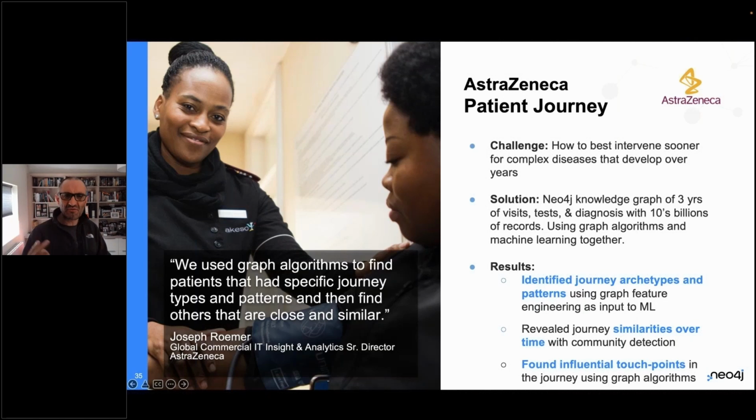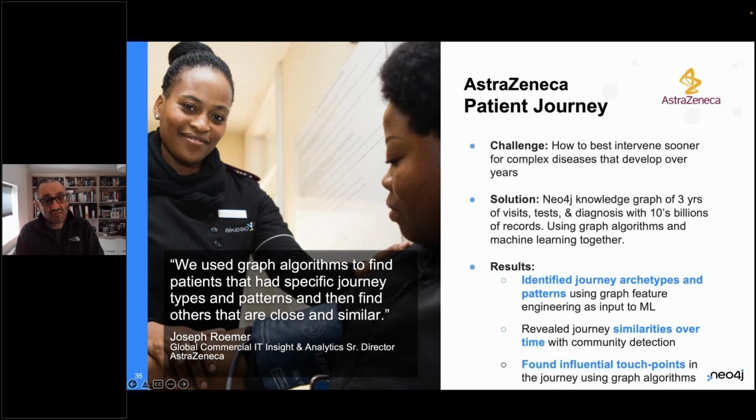But if no two patients are the same, the question arises, how are the similarities found? In fact, they did some work here. They did a kidney disease intervention project. So they had 3 years worth of visits, tests, diagnoses with tens of billions of records. This was turned into a knowledge graph, and we had graph queries and algorithms running over that graph. And they ran community detection to help find similarities over time. And they found influence points in the graph where experienced physicians were able to perhaps guide and assist.